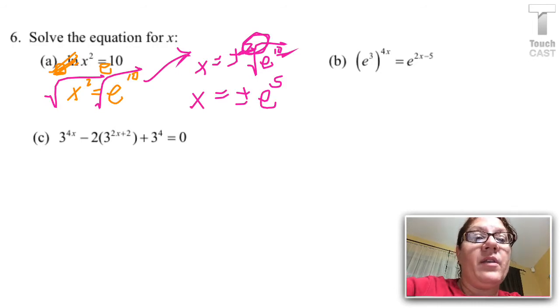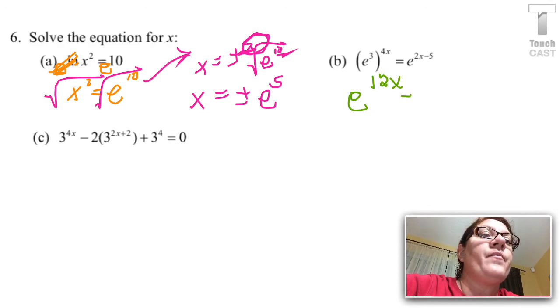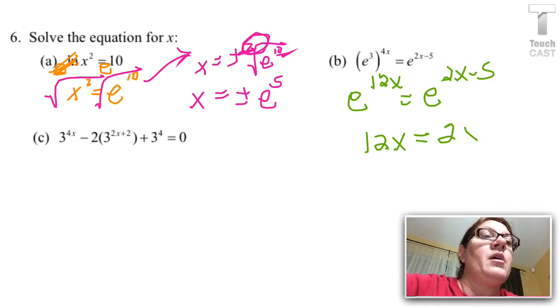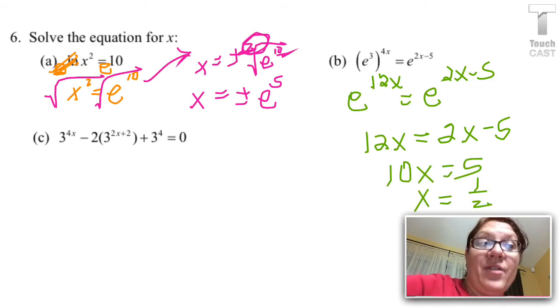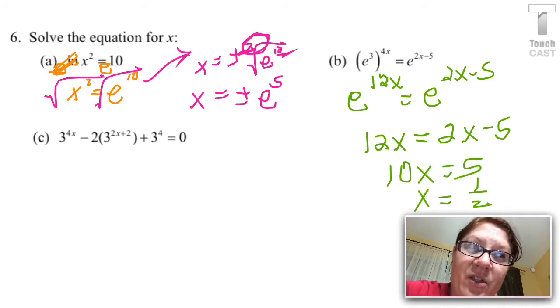Okay, the next one, of course, on the left-hand side, when I raise a power to a power, I multiply those exponents, so this becomes e to the 12x. And when I have like bases, I can disregard the base, because obviously if the left and right sides are equal, then those exponents must be the same value, or you won't get an equality. And then solving for x, I bet you thought it was 2, didn't you? Ooh, gotcha. Remember, you're doing 5 divided by 10, which is a half.